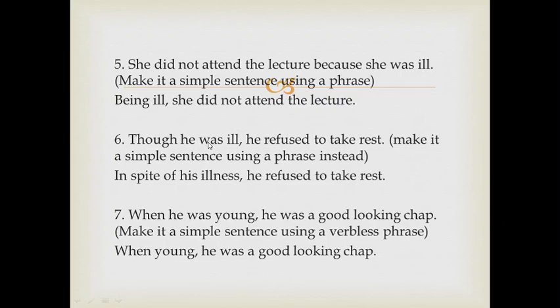Number 6. Though he was ill, he refused to take rest. Make it a simple sentence using a phrase instead. Again, same question. Though he was ill, he refused to take rest. This is a complex sentence. This is a clause and this is also a clause. Two verbs: was and refused.